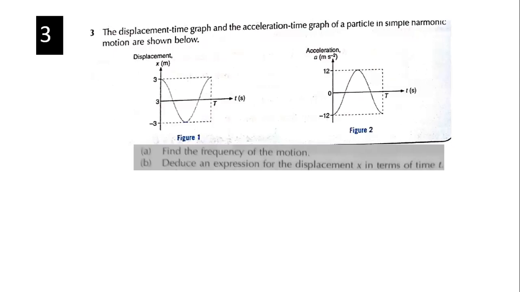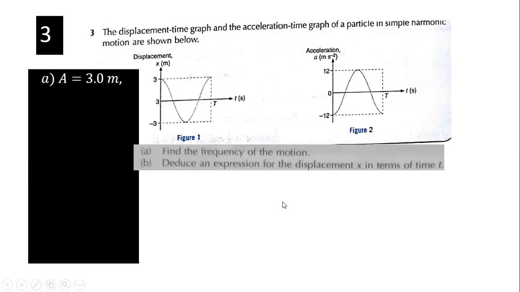The displacement time graph and acceleration time graph of a particle in simple harmonic motion are shown below. Find the frequency. Period is not given, so how are they related? How are acceleration and amplitude related? Go to the formula, the definition. Amplitude you can read, that's clear. And then maximum acceleration you can read, that's clear.